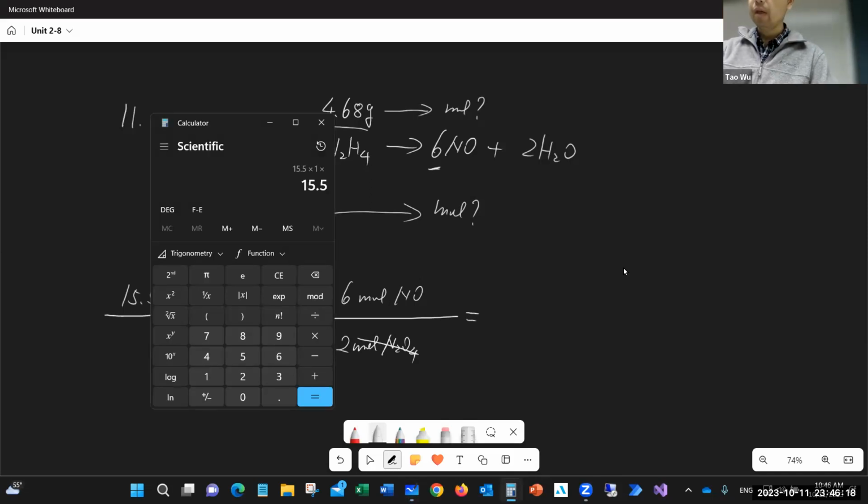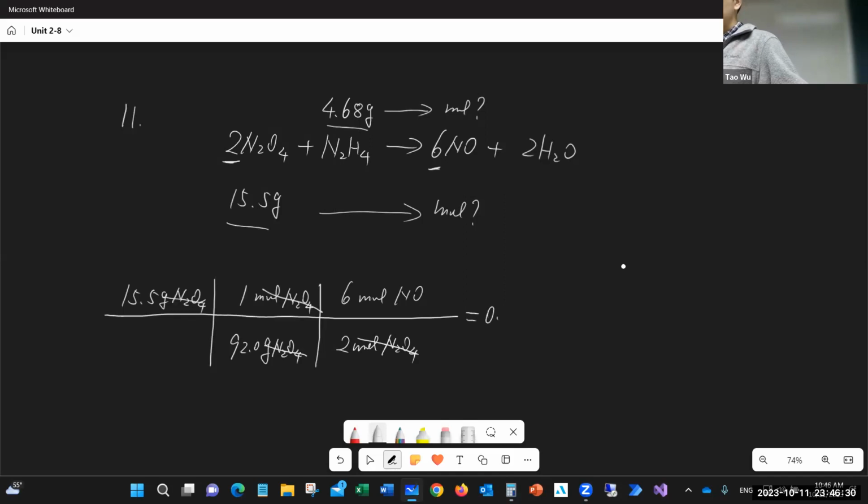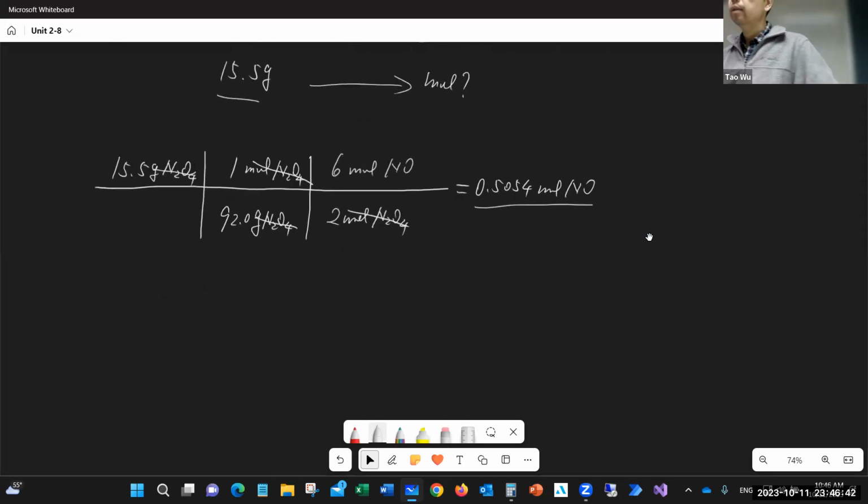15.5 times 1 times 6 divided by parenthesis 92.0 times 2 parenthesis. So we got 0.5054. 0.5054, and that is a mole of the NO. We got that many moles of NO. Okay, and then we're going to do the same thing.